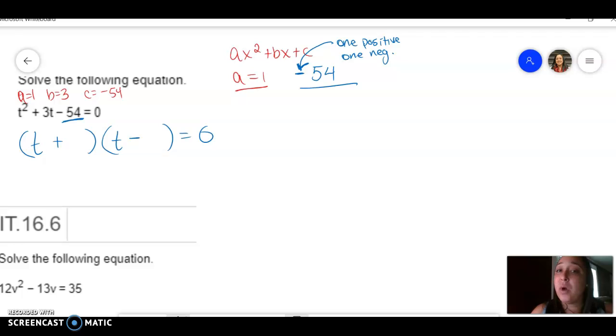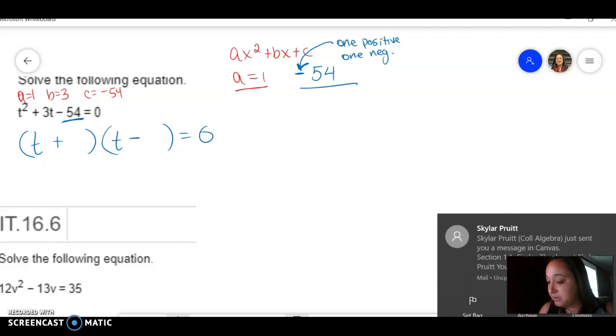Now I've got to figure out what those factors are. And if you have trouble with factoring, the best thing for you to do at this point is write down all your factors of 54.